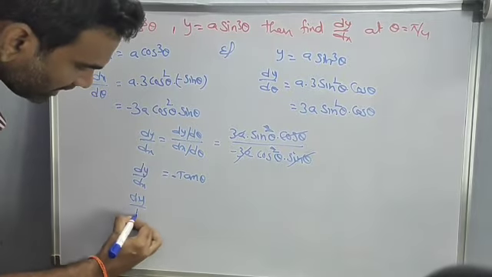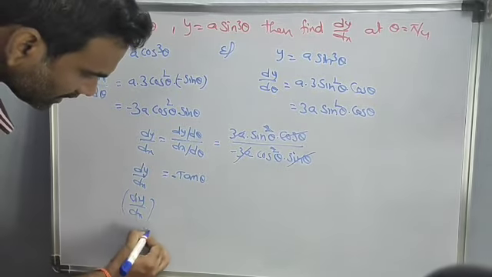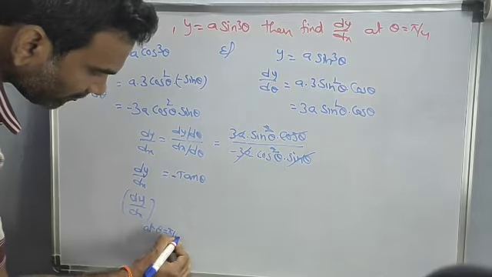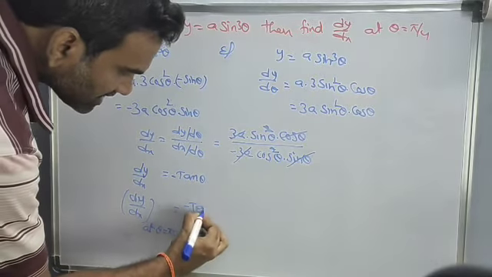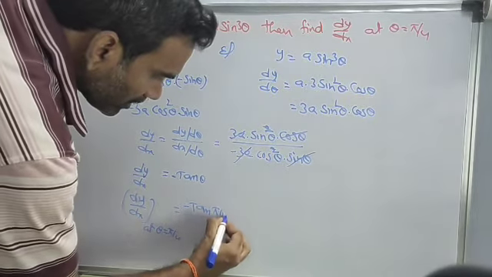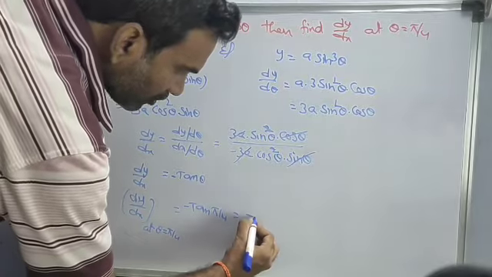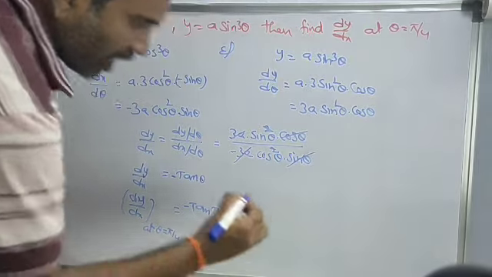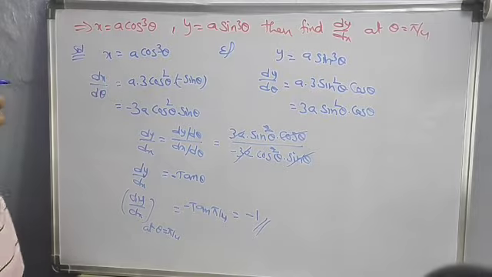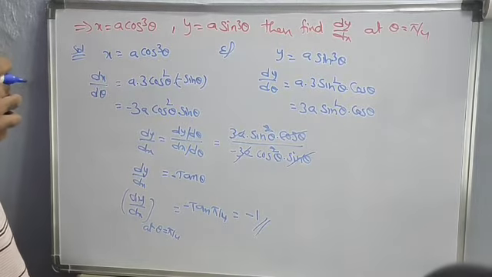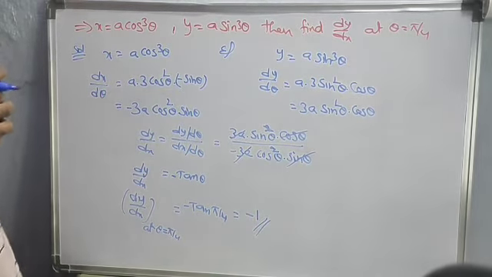Now dy by dx at θ equal to π by 4 equals minus tan π by 4. The value of tan π by 4, tan 45, is 1. So our answer is minus 1. Like this we can do the problems.